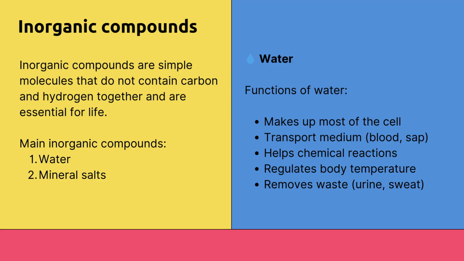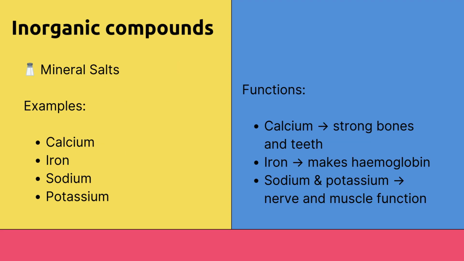So water's function in our body, it makes up 70% of our body and makes up most of our cells. It plays a role or acts as a transport medium for your blood and all other nutrients that need to travel around your body. It helps with chemical reactions. Water also helps with regulating your body temperature, and it also helps with the removal of waste via urine or sweating. And then mineral salts or minerals.